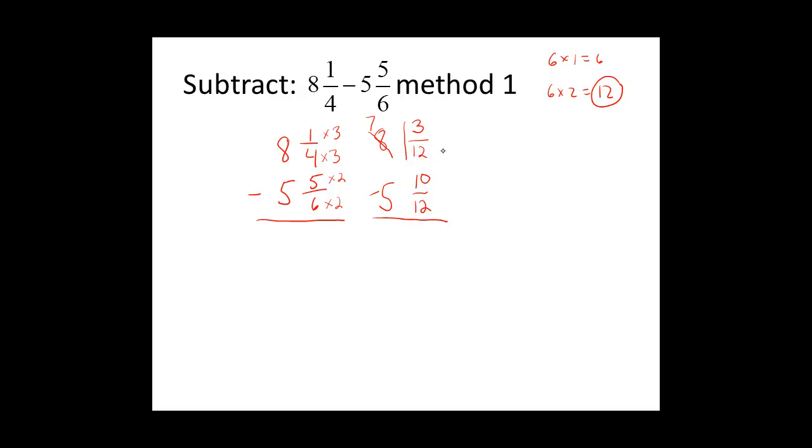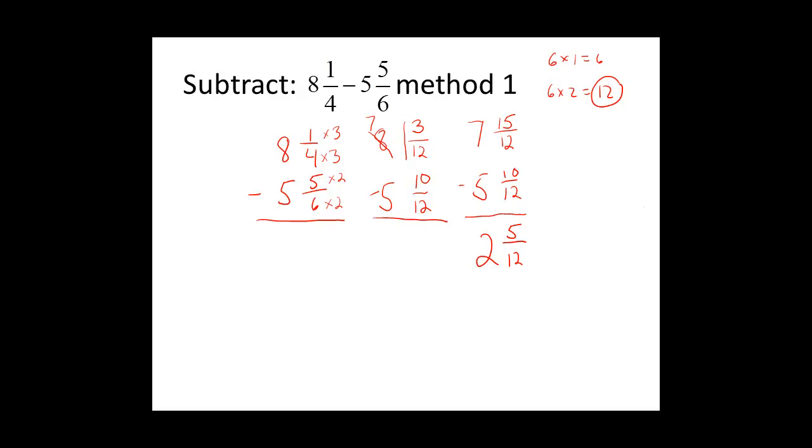Now we will take this 1 and 3/12 and make it into an improper fraction. 1 times 12 is 12, plus 3 is 15 over 12. Our whole part is now a 7. And now let's look at our fraction parts and try to subtract. 15 minus 10, we can now do that. 15 minus 10 is 5 over 12, and 7 minus 5 is 2.